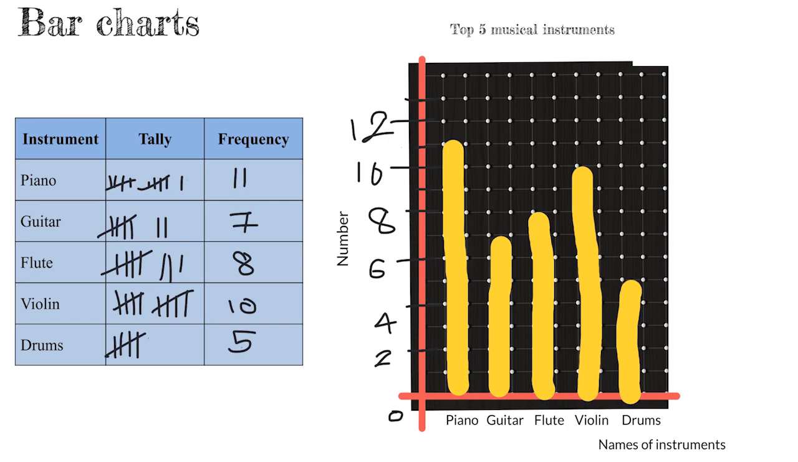Looking at the bar chart, which instrument was least popular among people? As you can see, drums. The shortest bar is drums. Now, how many more people like to play violin than drums? So 10 people played violin and 5 people played drums. So how many more people liked to play violin? We have 5, 6, 7, 8, 9, and 10, which means we have 1, 2, 3, 4, and 5 people more who liked violins.